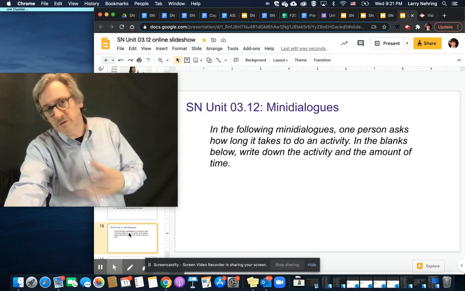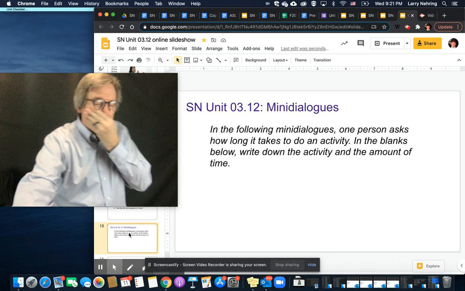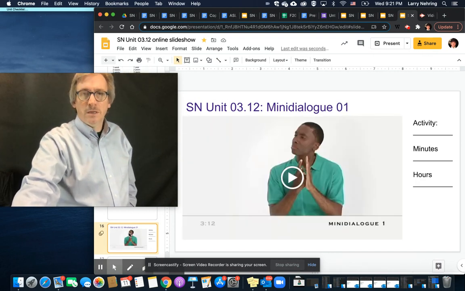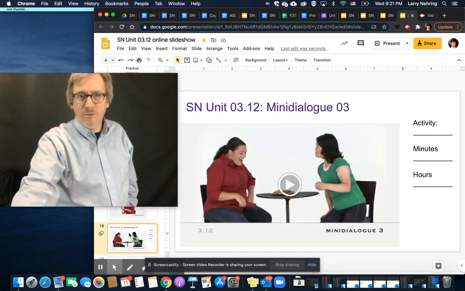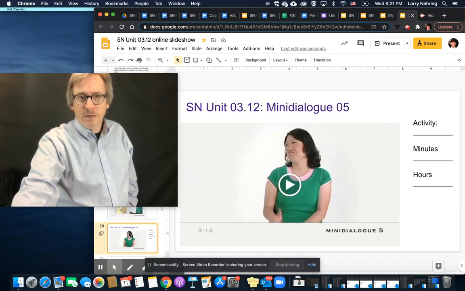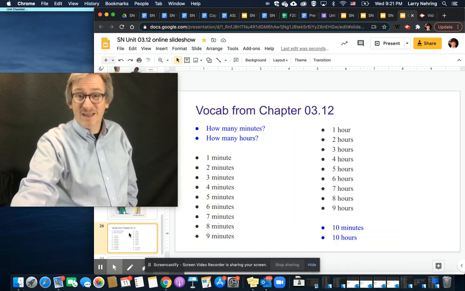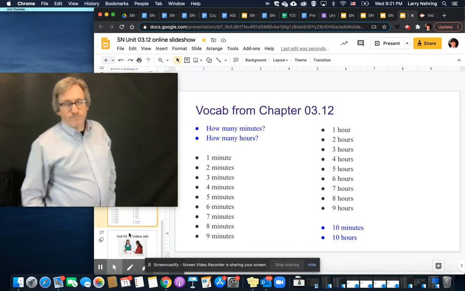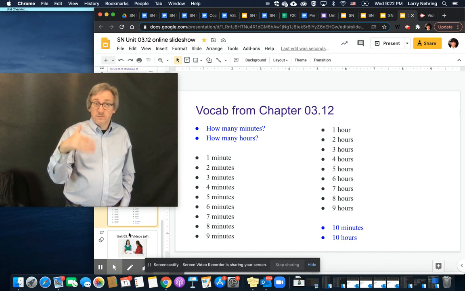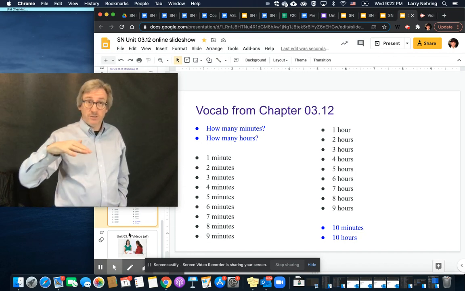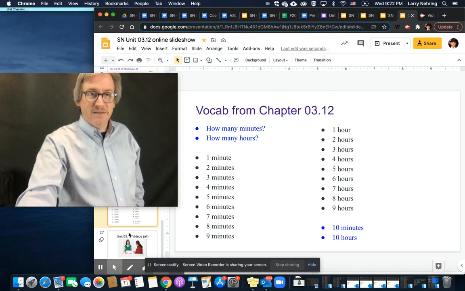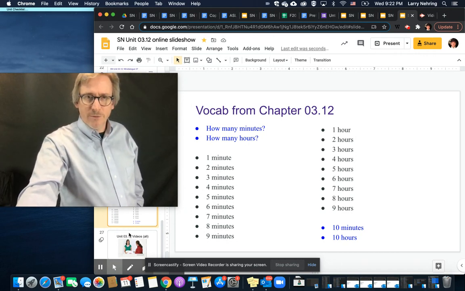Now, those will all be incorporated into these mini dialogues as people ask about how long an activity takes. So each one, and then I included 10 of them. And I will include right here the dialogues themselves and then the answers to the questions in how many minutes, how many hours, and what the activities were. So I will include all those in here.